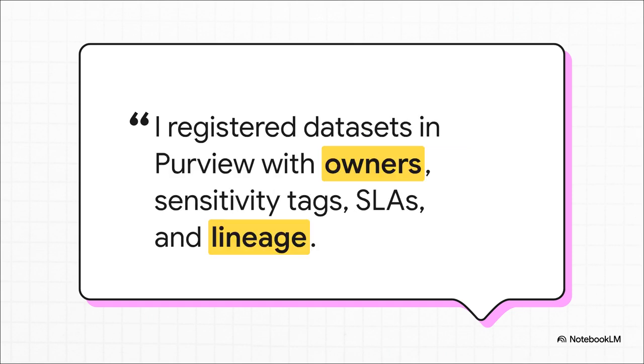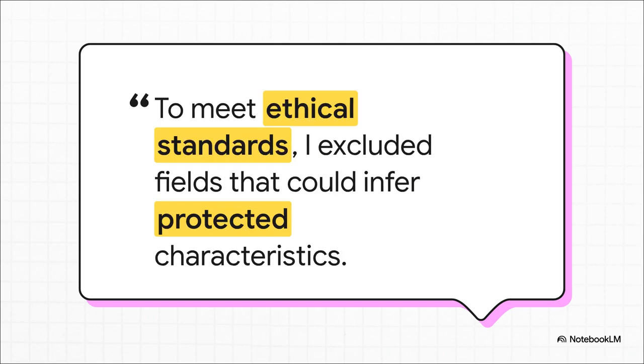Chef's kiss. Here's another really strong one. This tells me you get the bigger picture of data governance. By registering datasets with clear owners, tags, and service level agreements, SLAs, you're not just storing data. You're creating a trusted, discoverable asset that the entire company can rely on. That's huge. And this final one, this is powerful. This shows you're thinking beyond just the code. You spotted a potential ethical problem, that a model could start inferring sensitive things about people, and you proactively stepped in to prevent it. That right there is K11 in action. It shows real maturity as a data professional.